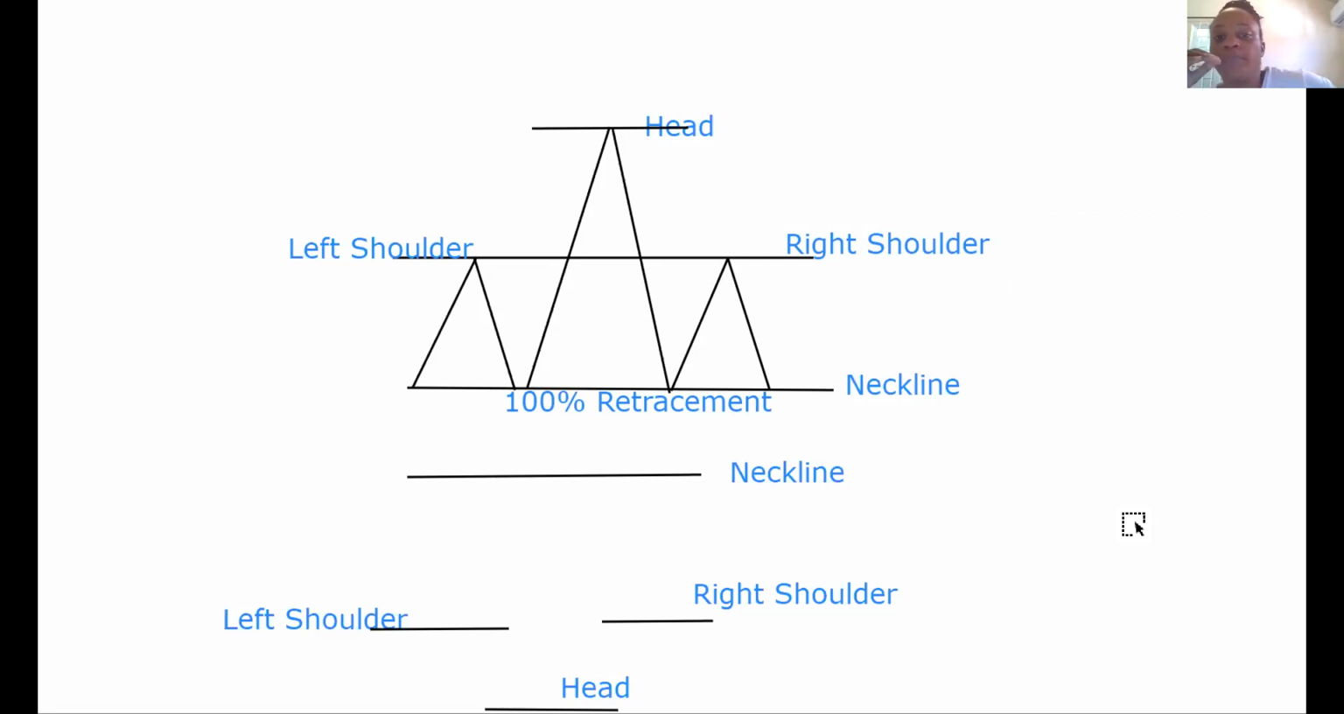Good. So in most cases, like I mentioned, I'm looking for my right shoulder to meet the resistance of my left shoulder. Now, that's for the regular head and shoulder pattern. The same thing applies to the inverted head and shoulder pattern. So it's just upside down. Same thing applies.